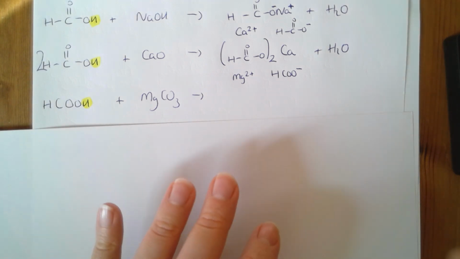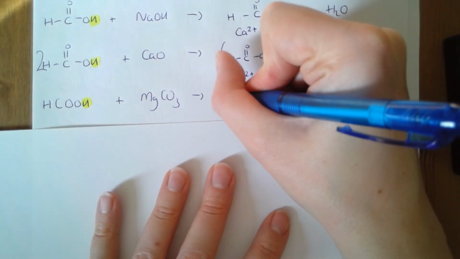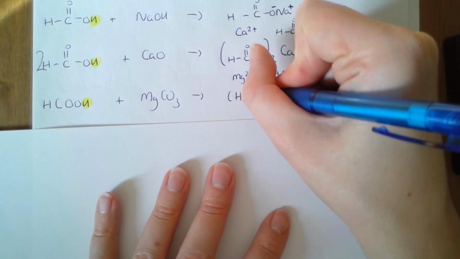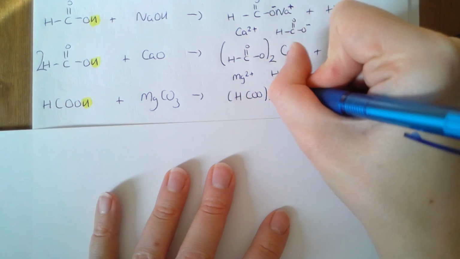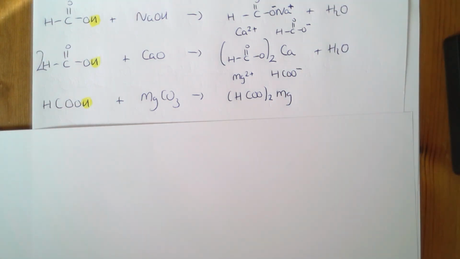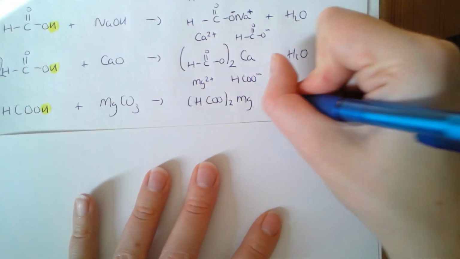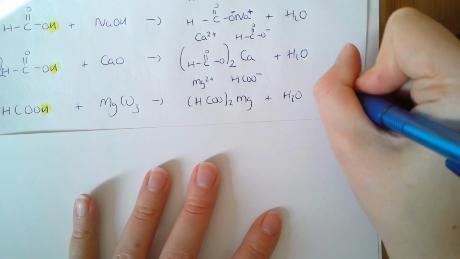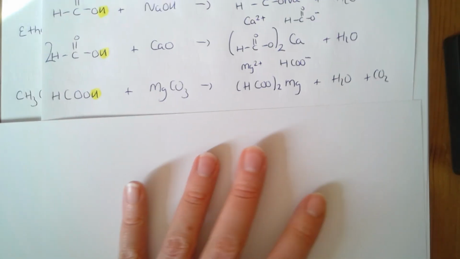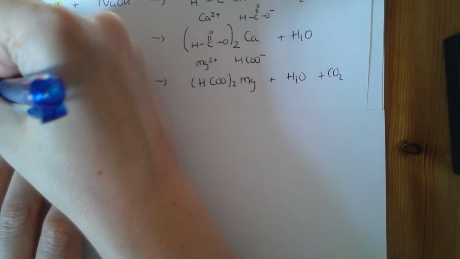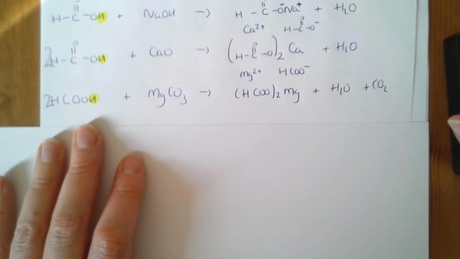To get these charges to cancel, I'm going to have my HCOO in a bracket. I'm going to have a 2 on the outside of that bracket, and then I'm going to have my magnesium. This time, because it's a carbonate base, I'm also going to form CO2. And then to go back and balance that, I'm going to need a big 2 there.